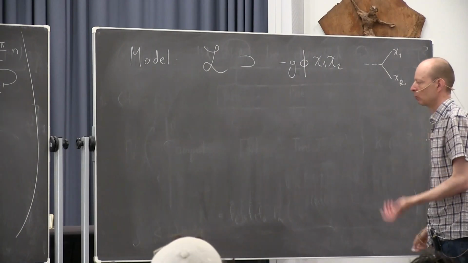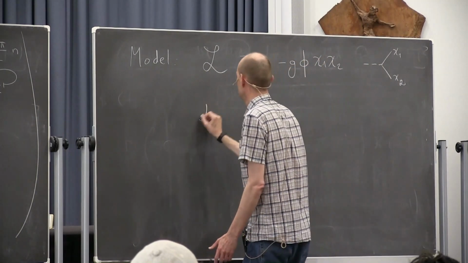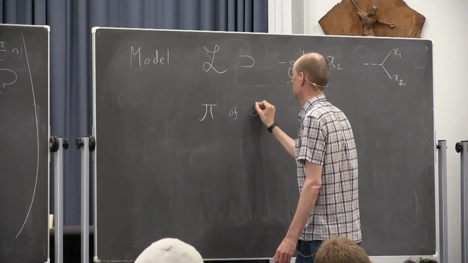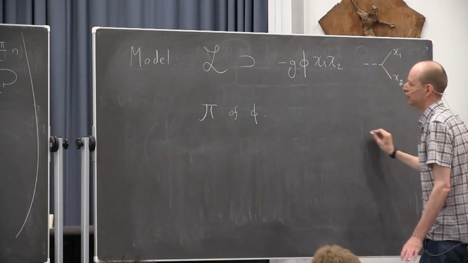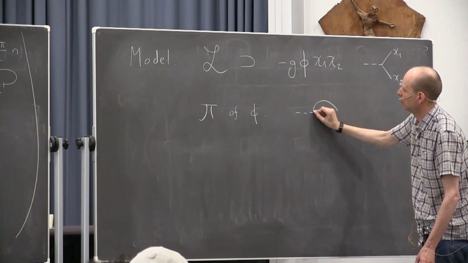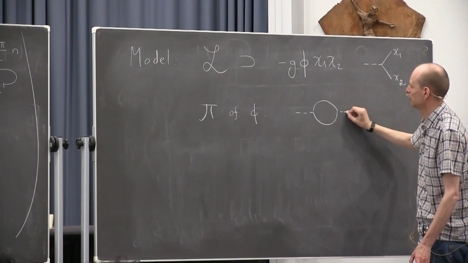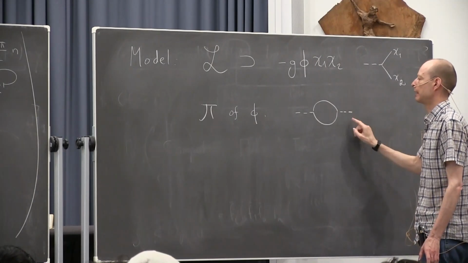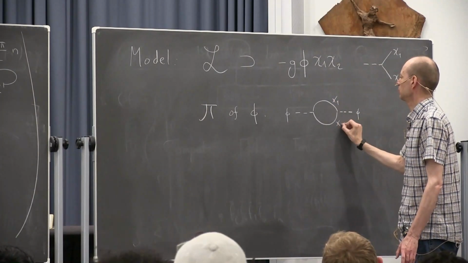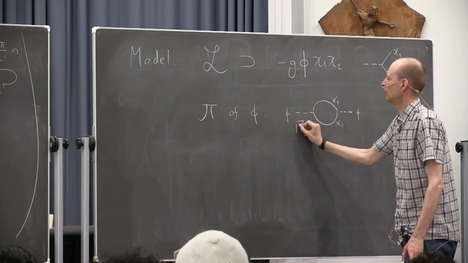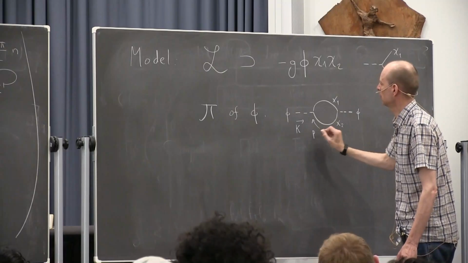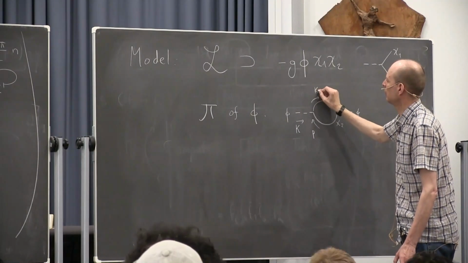And now we would compute the self-energy of this phi. Diagrammatically, it's simple. I take this vertex, and then I make a loop out of these other fields. Then I have the phi again. Phi here, chi1, chi2. I put here a momentum k, and here a momentum p, and here I have a momentum k plus p.